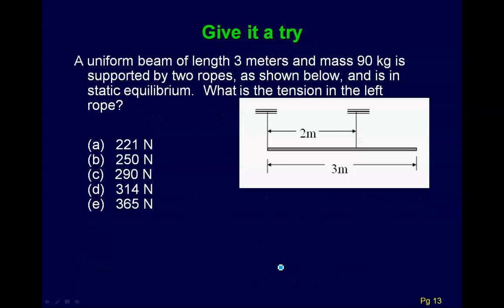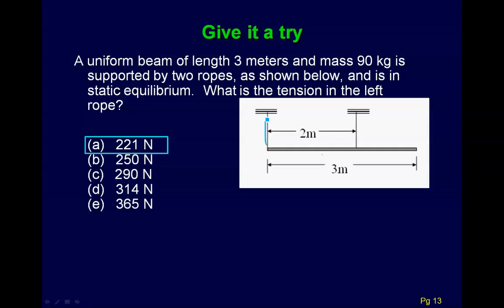Let's give you one to try. So here I have a uniform beam of length 3 meters and mass 90 kilograms, and it's supported by 2 ropes as shown below, and it's in static equilibrium. What is the tension in the left rope? So go through and try to figure out this one. All right, so the first step I would do, well, first of all, the answer is A. Hopefully that's what you got.